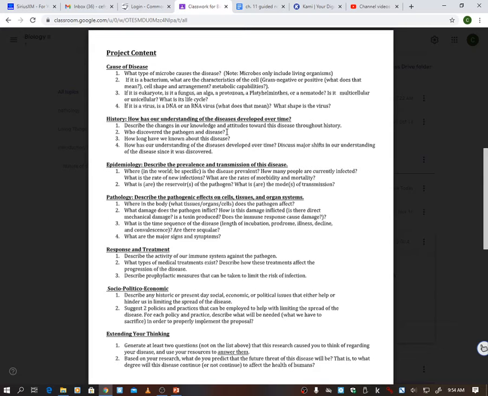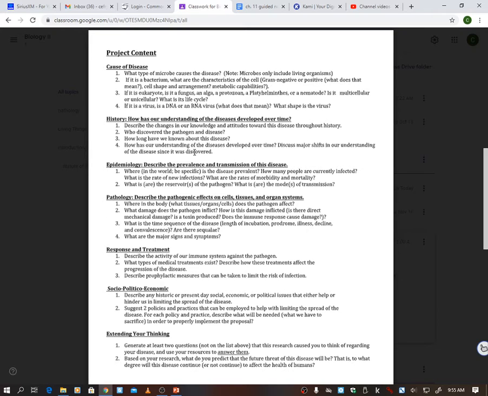Who discovered the disease or the pathogen? How long have we known about this disease? When did this first start? How has our understanding of the disease developed over time? Discuss major shifts in our understanding of the disease since it was discovered. Even right now, like what did we know about COVID versus what we know now? And you can pick that if you want.